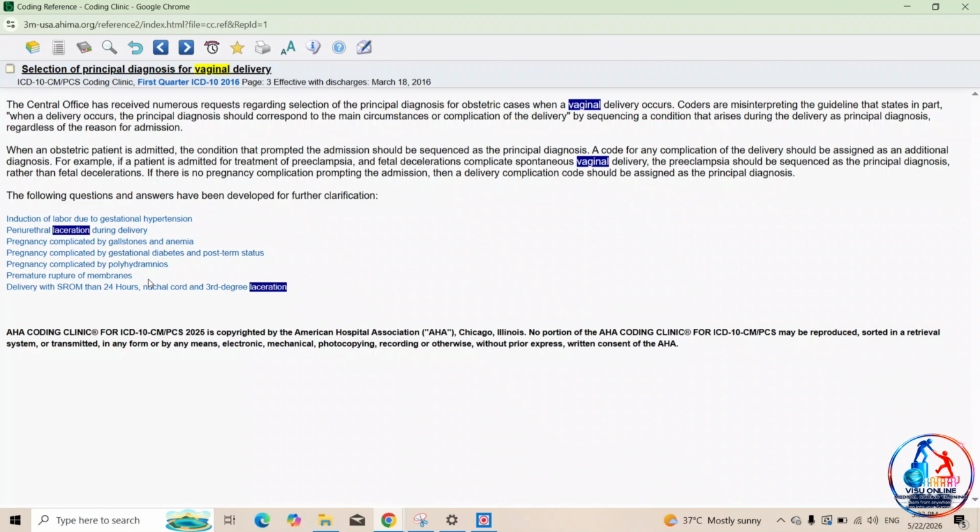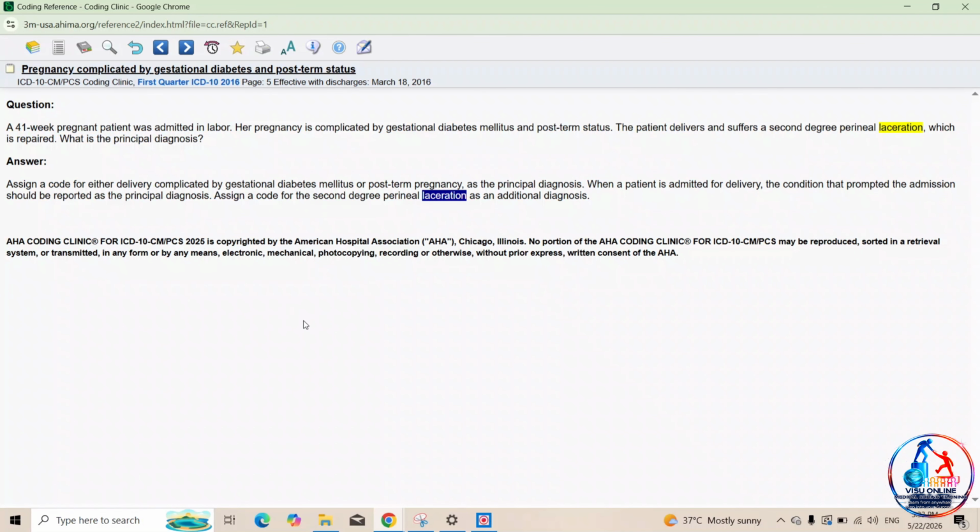Pregnancy complicated by gestational diabetes or postpartum status. A 41-week pregnant patient was admitted in labor. Her pregnancy is complicated by gestational diabetes mellitus and postpartum status. The patient delivers and suffers a second-degree perineal laceration, which is repaired. What is the principal diagnosis? Assign a code for either delivery complicated by gestational diabetes or postpartum pregnancy as the principal diagnosis.